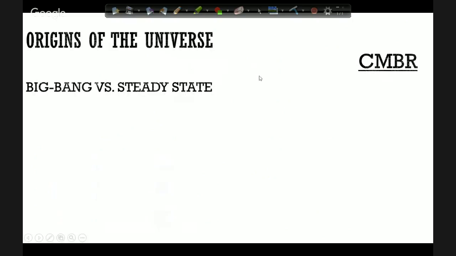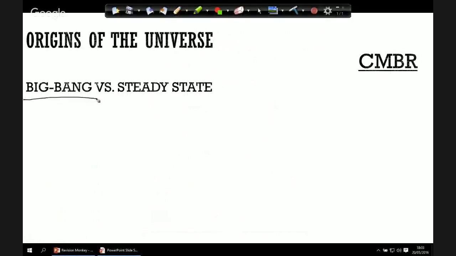So final slide then, just looking at the origins of the universe, we're going to relate the red shift to Big Bang. So we said because we can see the light from distant galaxies is shifted into the red end of the spectrum, we can say that red shift provides evidence for the Big Bang.